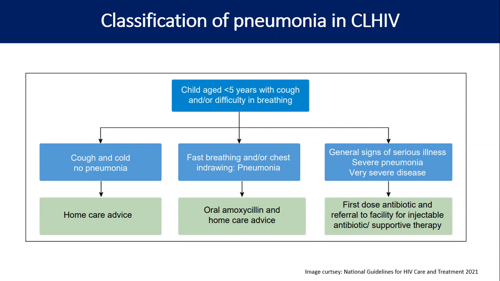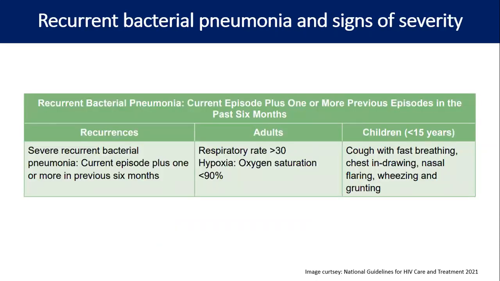And for general signs of serious illness like tachypnea and decreased oxygen saturation, that is severe pneumonia or very severe disease, the first dose of antibiotic is given and the child is referred immediately to the facility for injectable antibiotics and supportive therapy. Now, recurrent bacterial pneumonia and signs of severity.